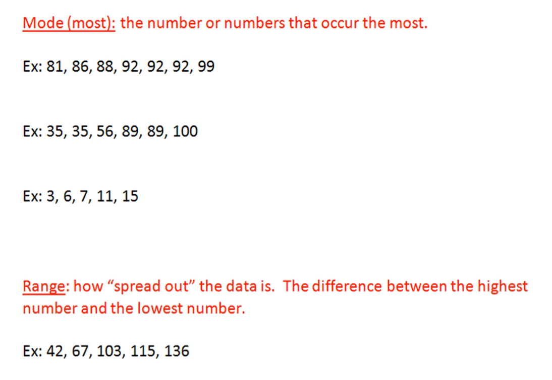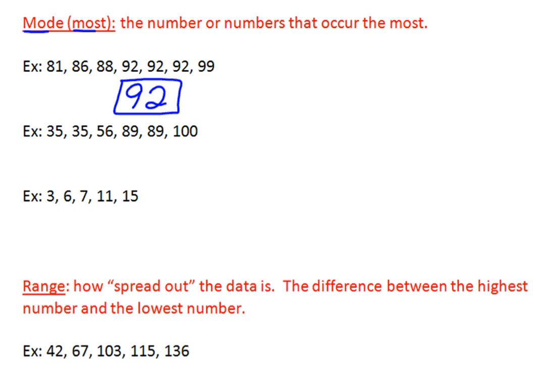The next central tendency we will be discussing is the mode, which is the number that occurs the most. M-O in mode, M-O in most. So it's the one that occurs the most often. So in example 1, the number that occurs the most is 92. So that is the mode. No work is needed on this.